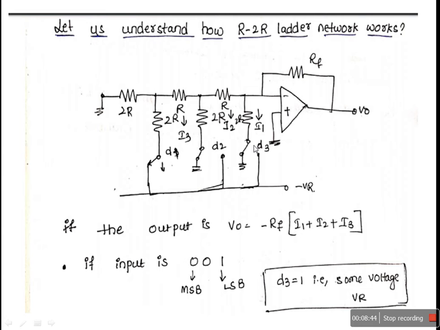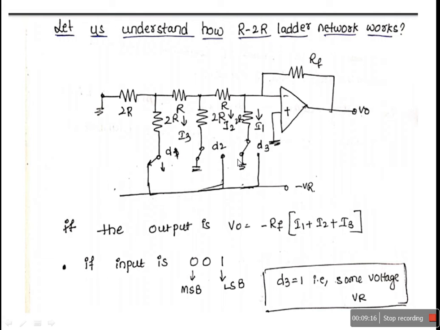So here this is the 3-bit DAC. The number of resistors connected here is nothing but the number of bits. If you want a 4-bit DAC, again you need to connect R here. This value is 2R, and you need to connect the 2R here. So this is the 3-bit DAC. So D3, D2, D1. D3 is the MSB and D1 is the LSB.